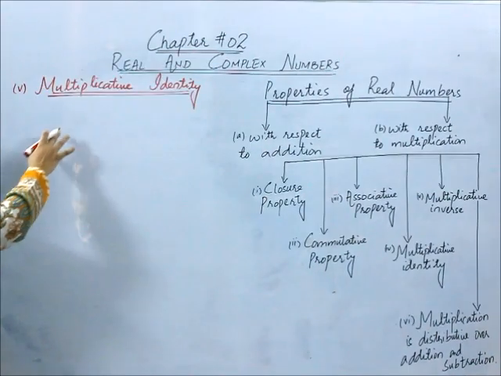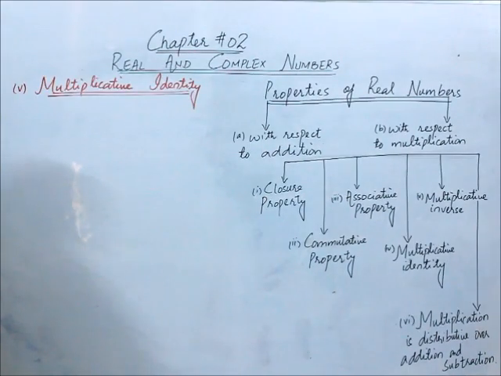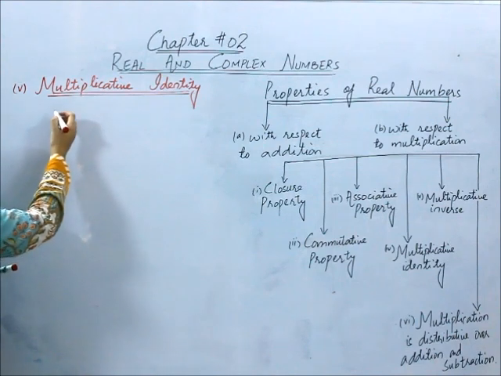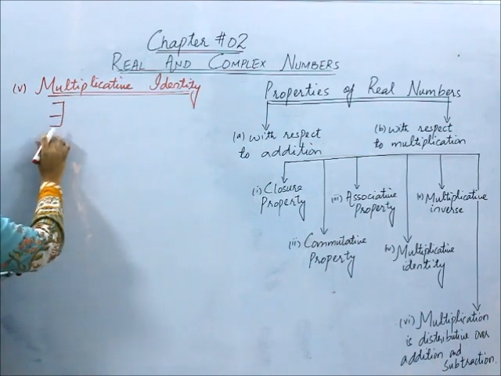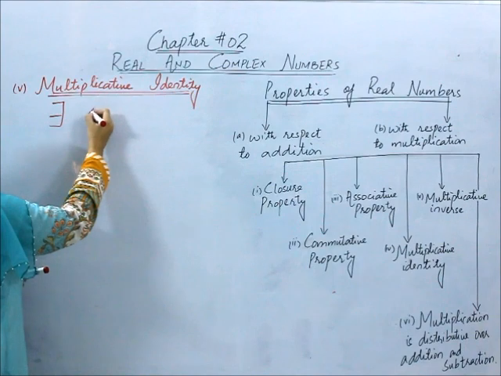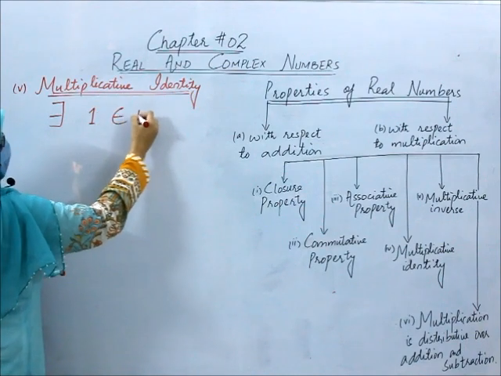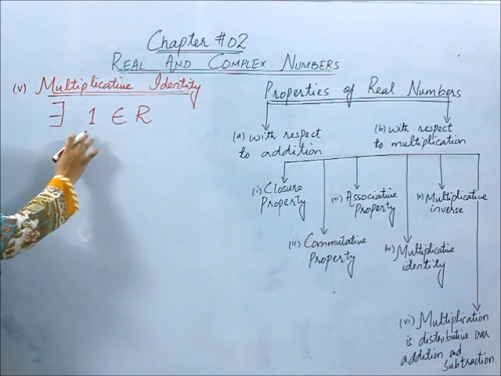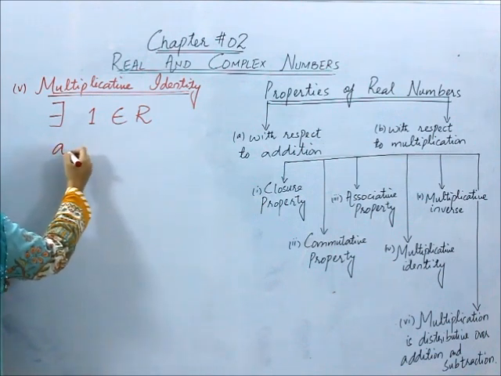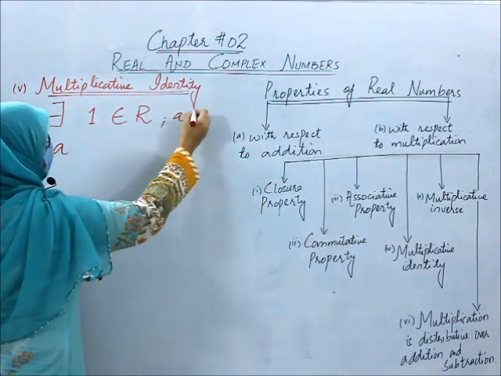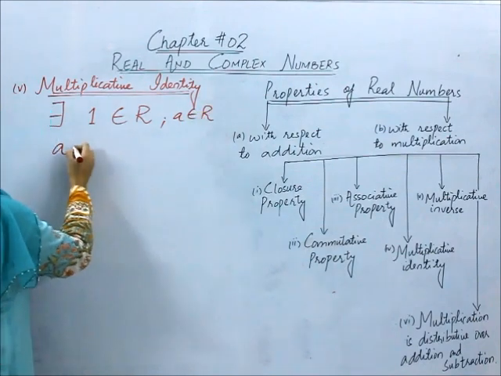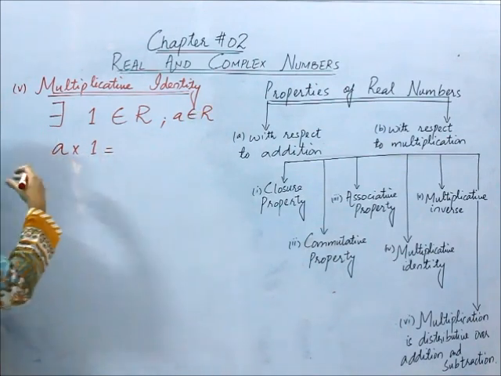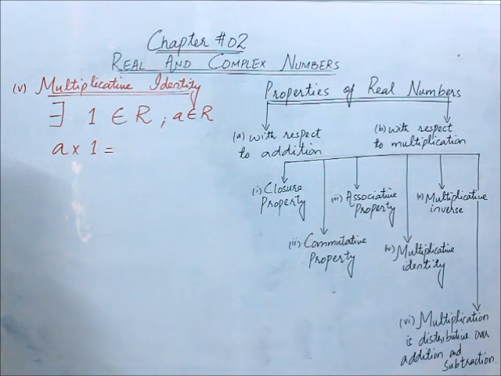So the next property is multiplicative identity. This property says that there exists, this sign is for what? There exists a unique number 1 which belongs to the set of real numbers. When we multiply this unique number with any number which belongs to the set of real numbers, it will not affect the identity of that number.